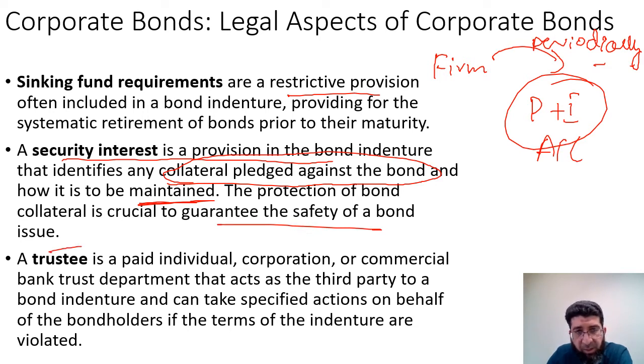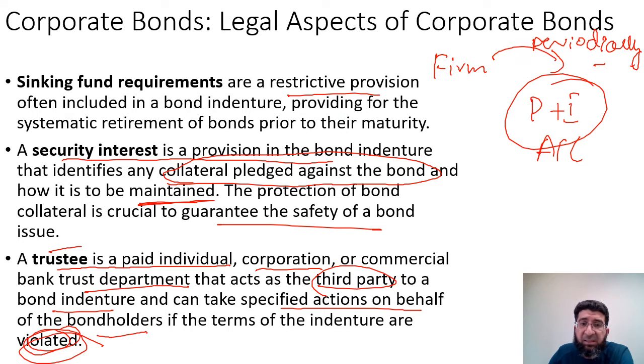Then comes the trustee. Normally, whenever a large bond issue is issued, a trustee is appointed, who is a paid individual, can be a corporation or a commercial bank trust department, that acts as a third party to a bond indenture and can take specified actions on behalf of the bondholders if the terms of the indenture are violated. And normally, trustees can also have a seat on the board when it comes to decisions related to the indentures or the violation of any restrictions within the indenture.